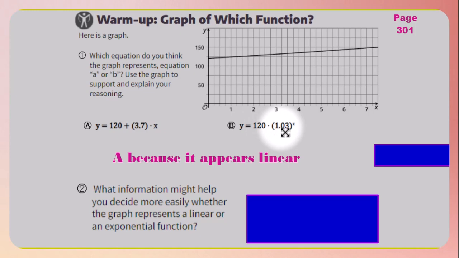Multiplication by this growth factor, or this b, is going to show exponential growth because this is larger than 1, so it's not curving upward.